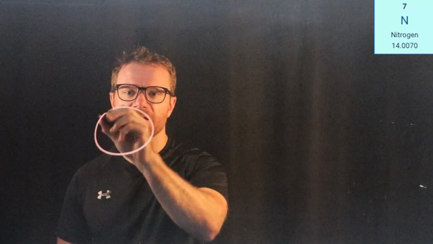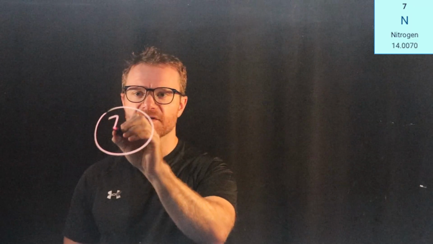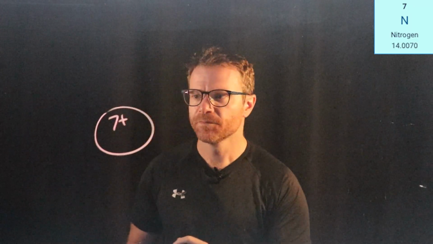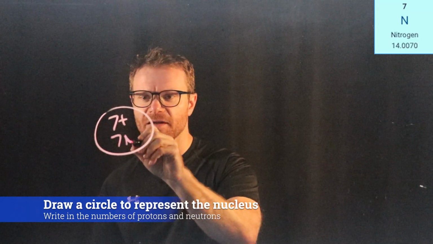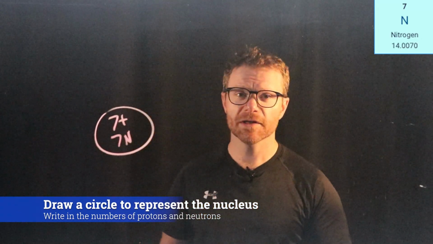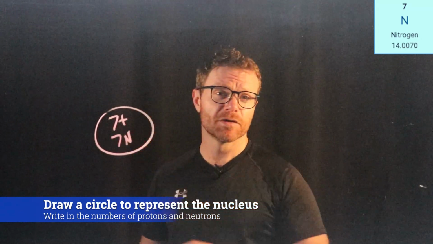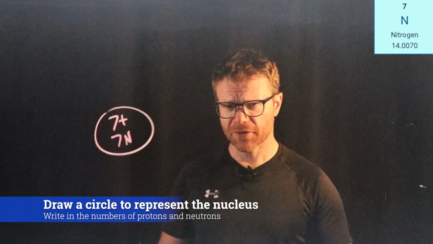Nitrogen has an atomic number of 7. So that means in the nucleus of a nitrogen atom, there's 7 protons. It has an atomic mass of 14. So 14 minus 7 leaves 7 neutrons in that nucleus. And then because it has 7 protons, it also has 7 electrons.